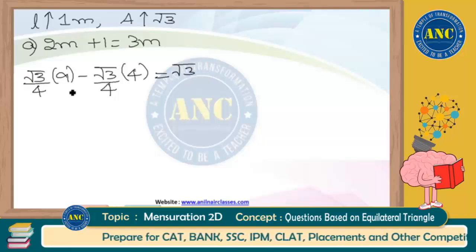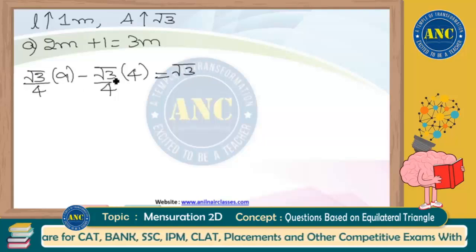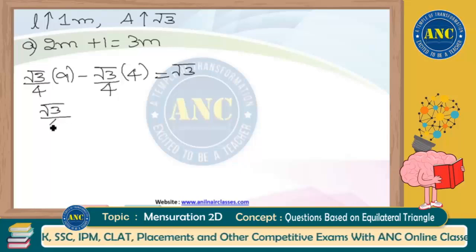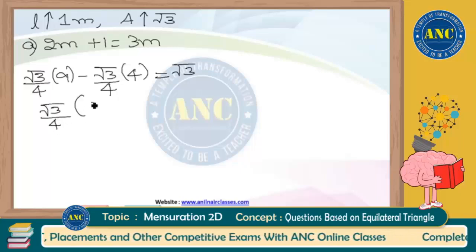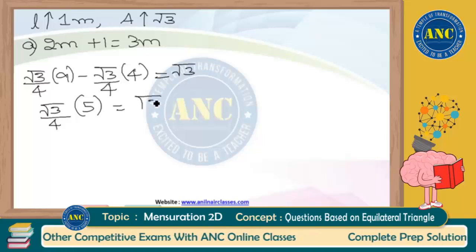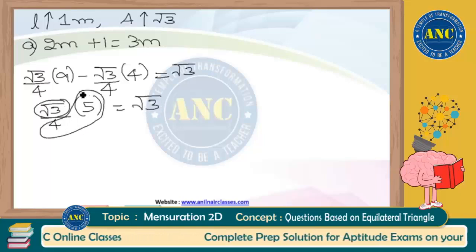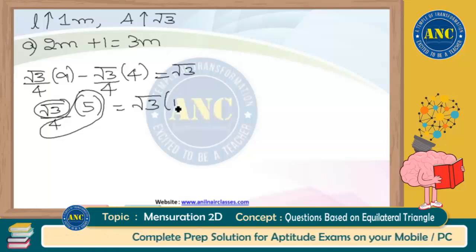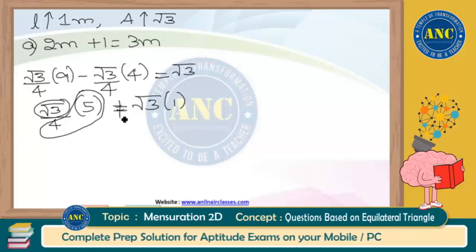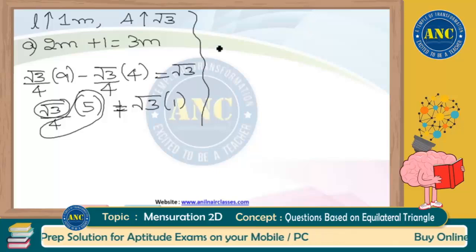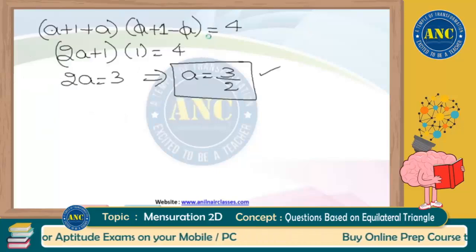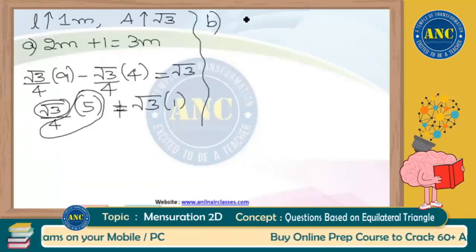Check whether it is root 3. First of all, if I take root 3 by 4 as common factor, 9 minus 4 is 5. This is equal to root 3? On the left hand side, root 3 is multiplied with 5 by 4. Here the root 3 is multiplied with 1. Can they be equal? Definitely not equal. Ruled out.